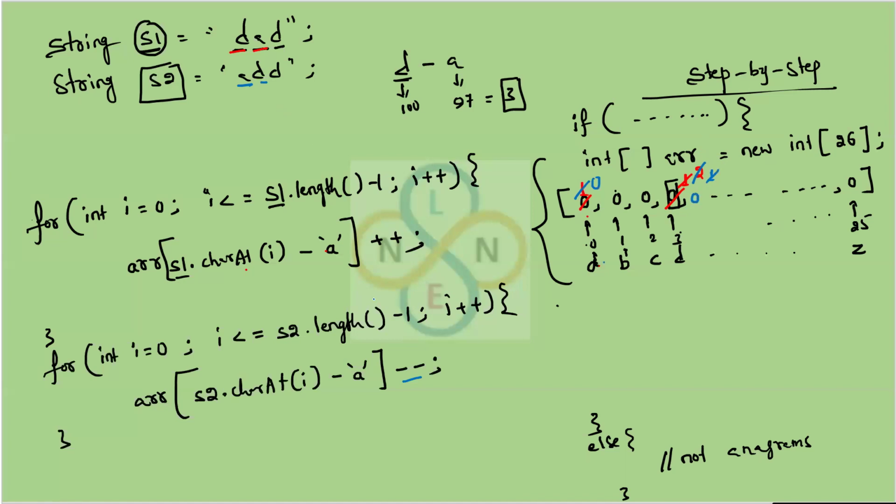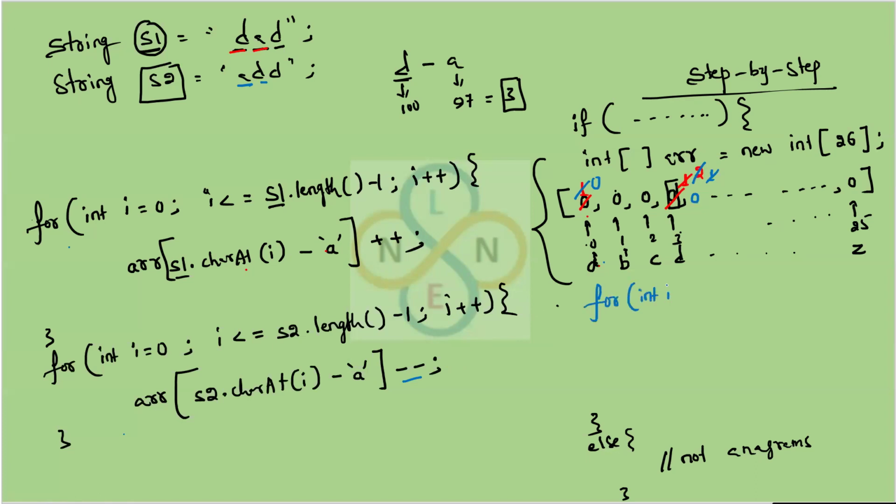It means what happened? If both are anagrams, after the two for loops, every array element has to be back to the original array of zeros. Correct? So it is happening. If it happens, we can conclude they are anagrams. If it is not happening, again we can say they are not anagrams. That's why we are going to write one more for loop.